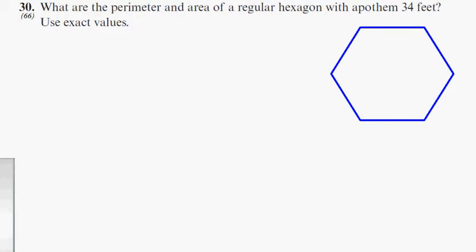A good first start for this problem is your hexagon. We're going to be asked to find the perimeter and the area of a regular hexagon, and we've been given the apothem, which is 34 feet. So I'm going to start by just drawing the apothem.